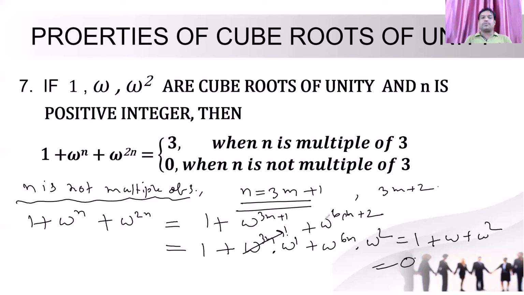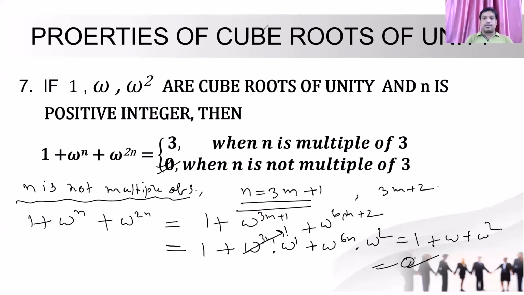So it is equal to 0. So if we take n not a multiple of 3, that is 3m plus 1, meaning we're getting remainder 1, then we're getting the value 0. The second case occurs for the first case. So now take 3m plus 2.